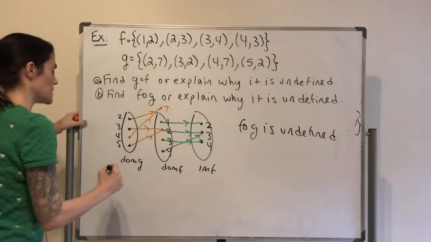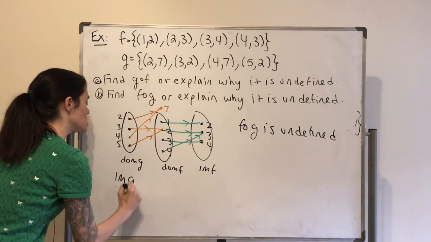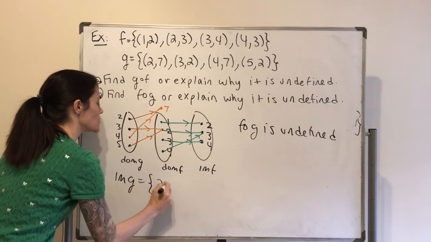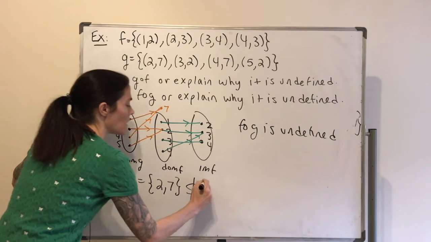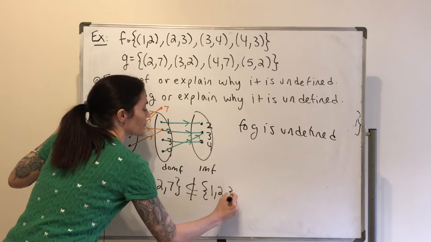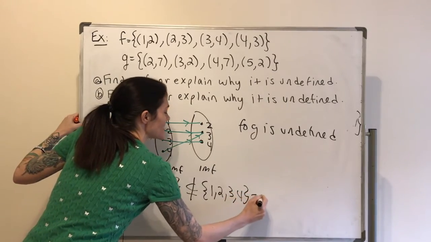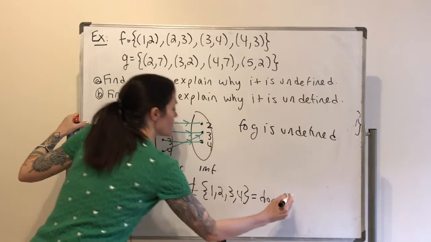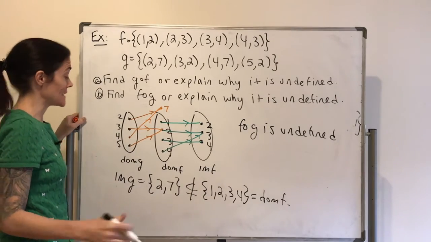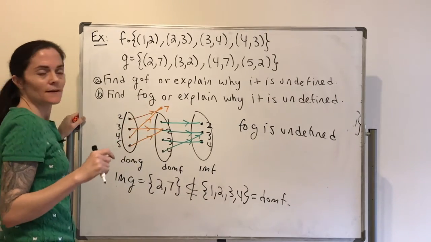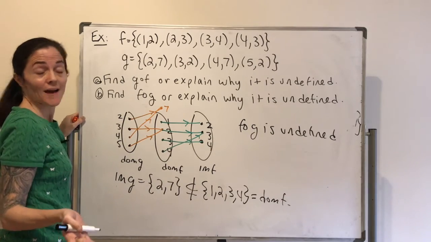And the reason is that the image of G, which is the set {2, 7}, is not a subset of {1, 2, 3, 4}, which is the domain of F. And so for this reason, we cannot make the function composition going in this direction. First you do G, then you do F.